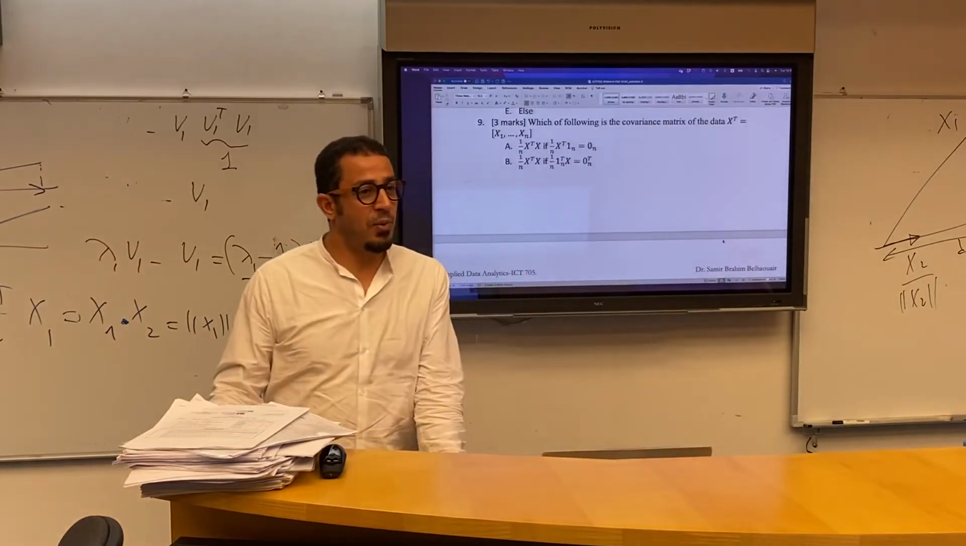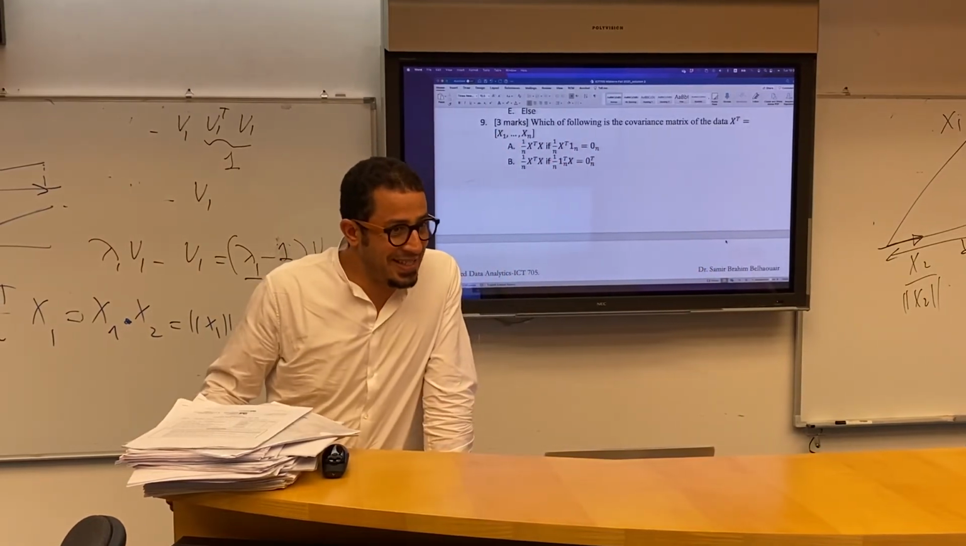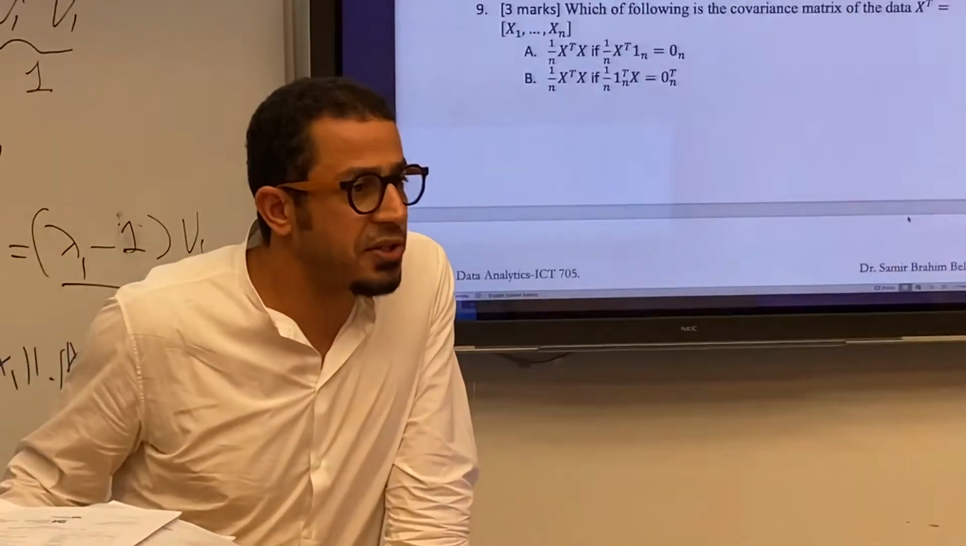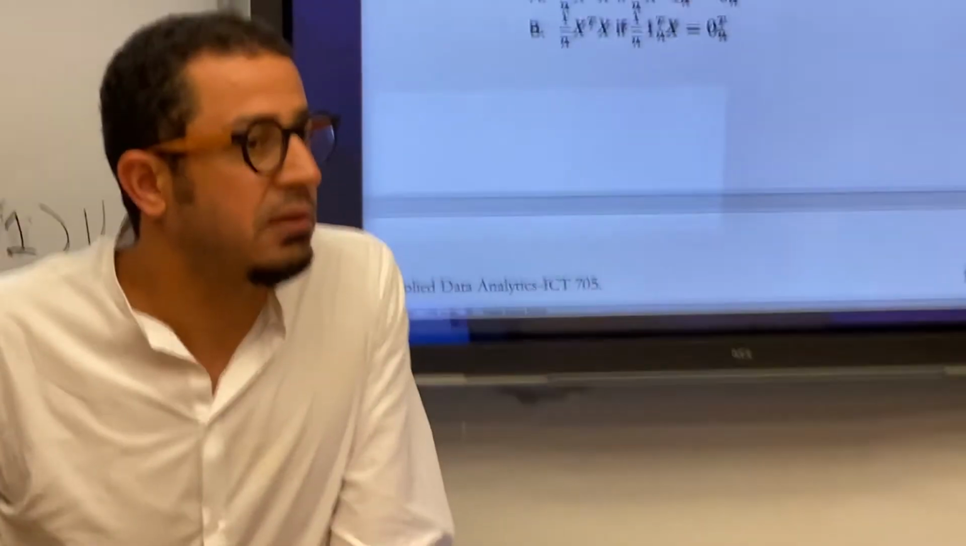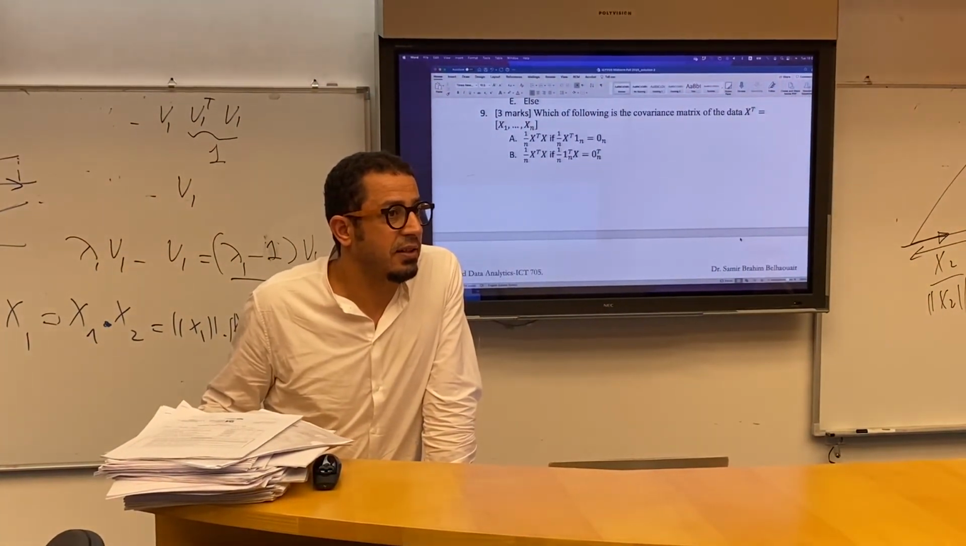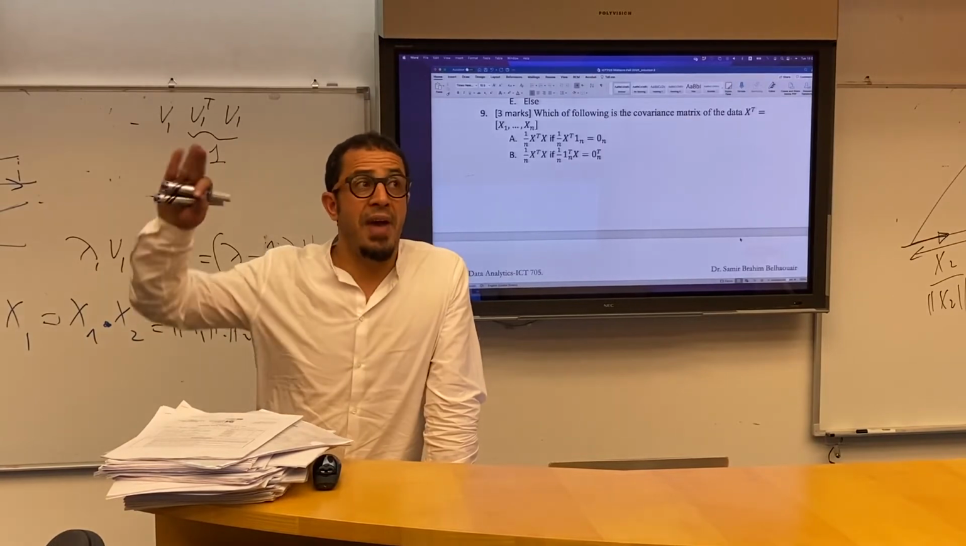Okay, so we have the following covariance matrix of x transpose equals this one. For example, what is the size of x here? Only x. The size of it, in terms of m and n.